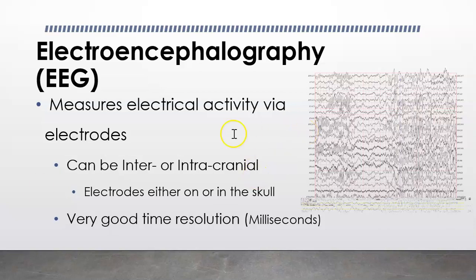But again, usually it's outside the skull because it's less invasive. And it has very good time resolution. In other words, it shows us the activity right at the time of stimulation. So there's no lag period. So that's a very good pro. Obviously, a con is you can't see the brain itself. So you're only measuring really electrical activity via the skull.